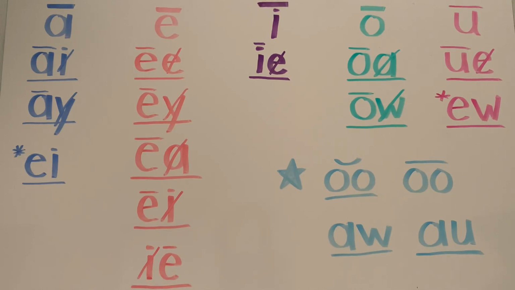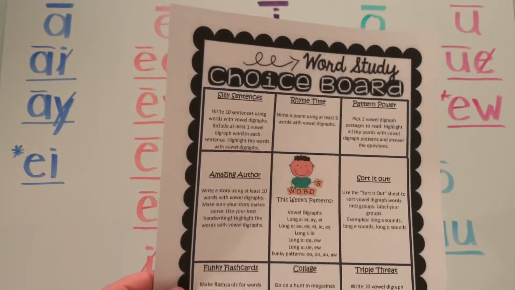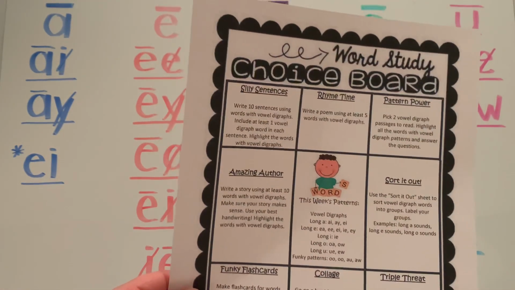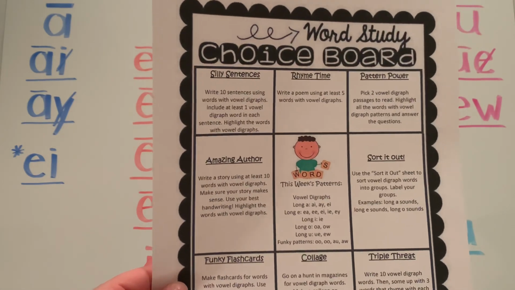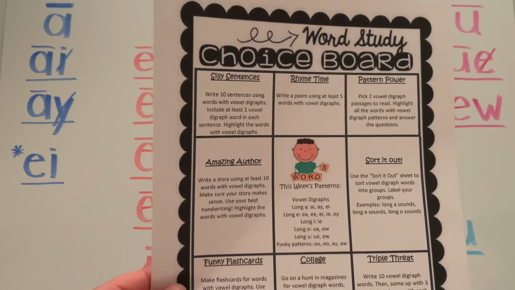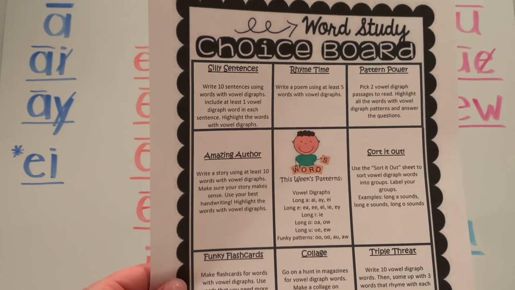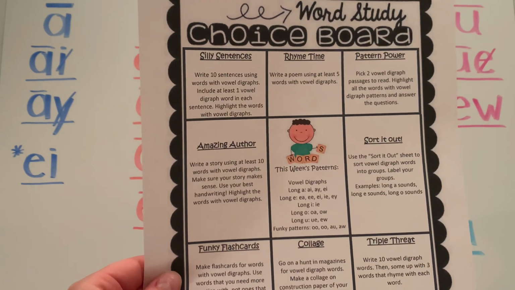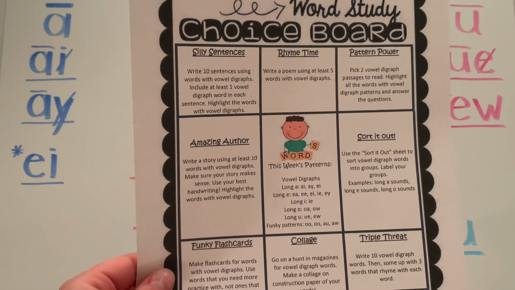And then I have a couple down at the bottom with a star next to them. Now on your choice board, you'll see right here, it says funky patterns. That's because these are really strange vowel digraphs in my opinion. And I actually don't want you to practice these this week. I'm going to let you practice these 4 patterns next week.